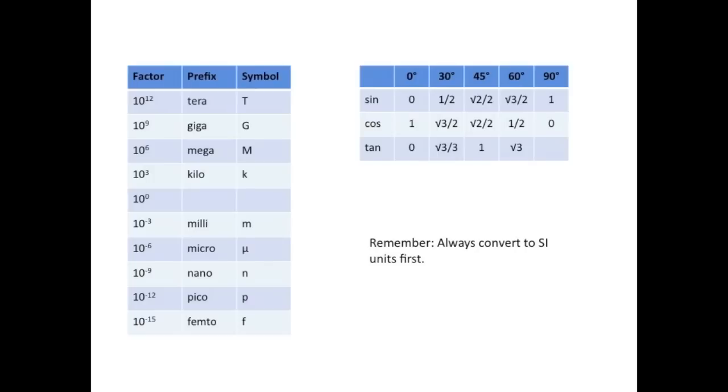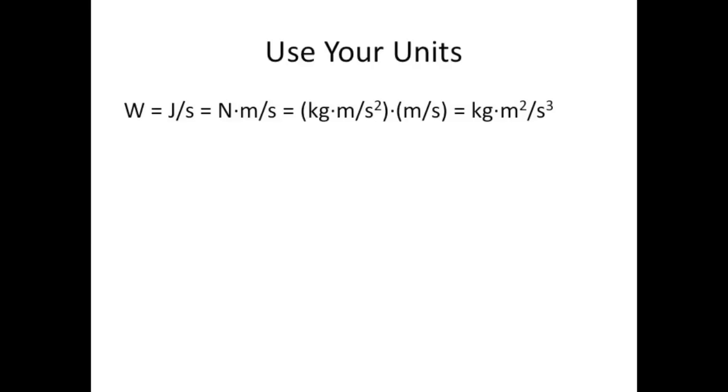And the chart on the right has trig values you should know. As long as you have sine and cosine down, you should be good. Remember, tangent is sine over cosine, so that you can always figure out its value if needed. And finally, use units if you're stuck.